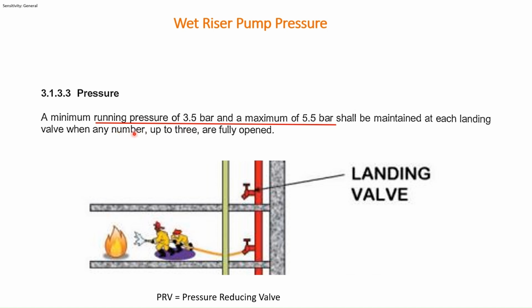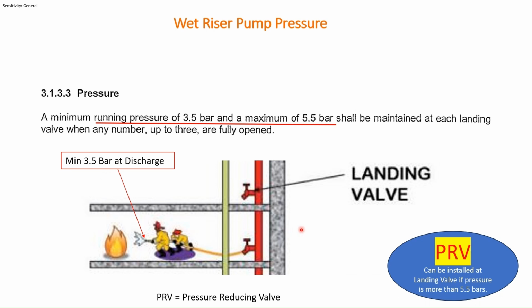And for the pressure of the pump, a minimum running pressure of 3.5 bar and a maximum of 5.5 bar shall be maintained at each landing valve when any number up to 3 are fully open. So this means 3 valves are in operation. The minimum pressure at this point must be 3.5 bar. And for the landing valve which is nearest to the pump, the pressure may be more than 5.5 bar. In that case, you can use a PRV, pressure reducing valve. It can be installed at the landing valve if the pressure is more than 5.5 bars.